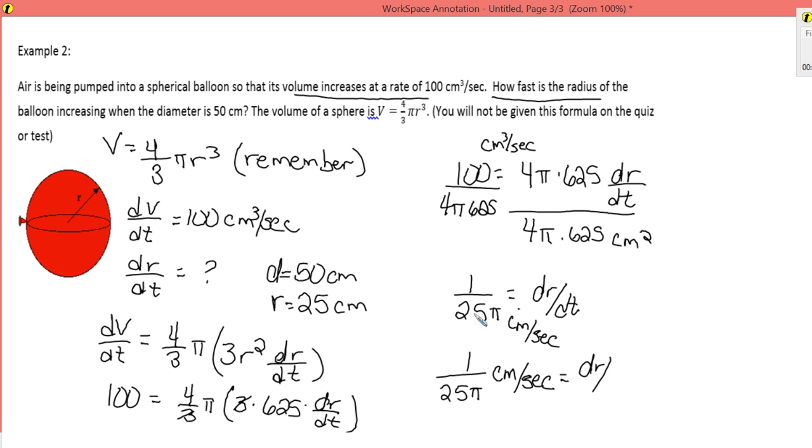So we have completed our second example. Please go back, please watch example number 3.